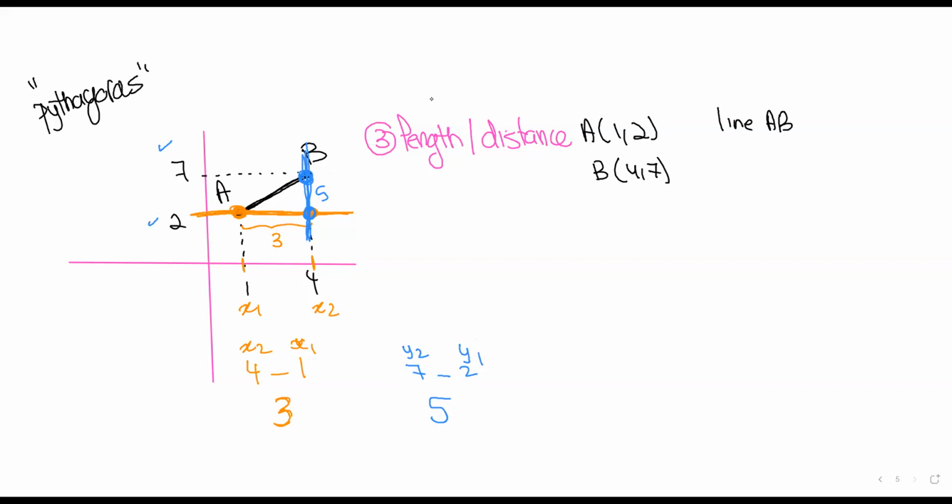Now, by looking at this triangle, we all notice, of course, that the angle intersecting the orange and the blue is 90 degrees. And why is it 90 degrees 100%? Because horizontal motion and vertical motion always intersect at 90. X and Y always intersect at 90. So this is a right angle triangle, as you can see.